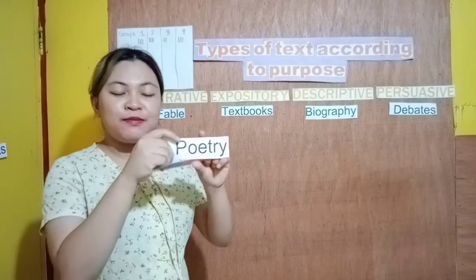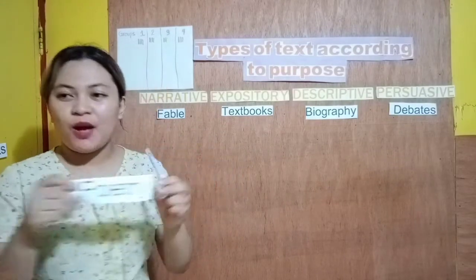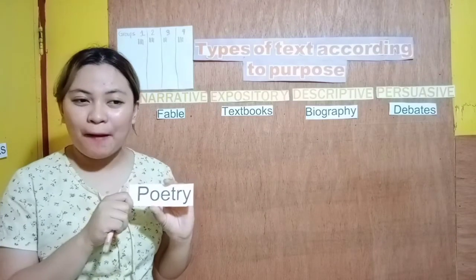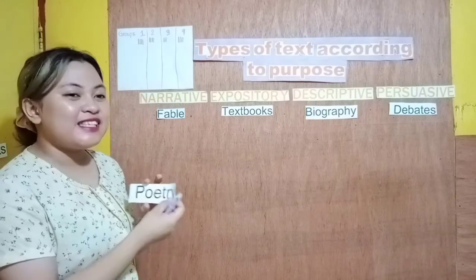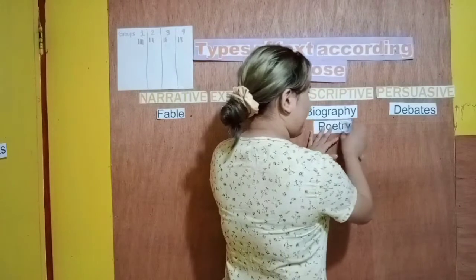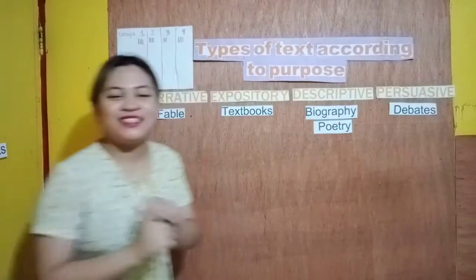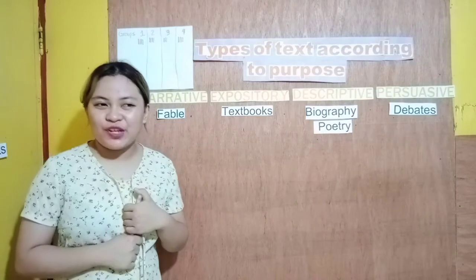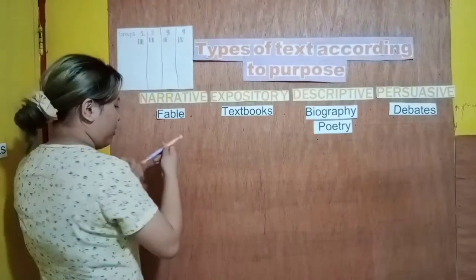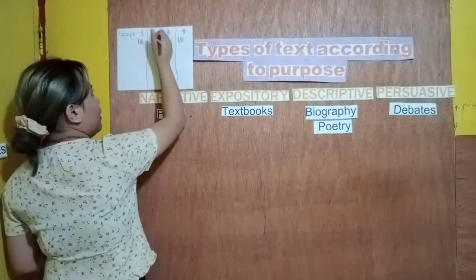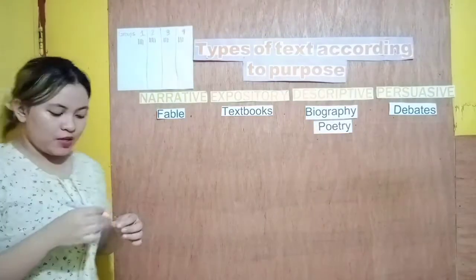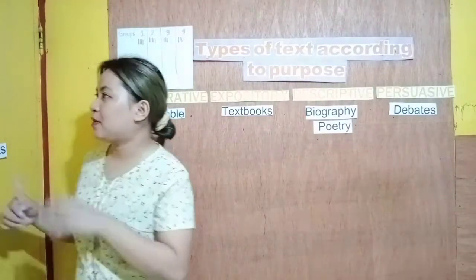This one, where does this belong? Poetry. 3, 2, 1. Erase your cardboards. Group 4, erase your cardboards. This is an example of descriptive. Whose group did not get the correct answer? Group 1 and group 4. The only groups who got the correct answer are group 2 and group 3. It's okay, we have a lot of examples here.